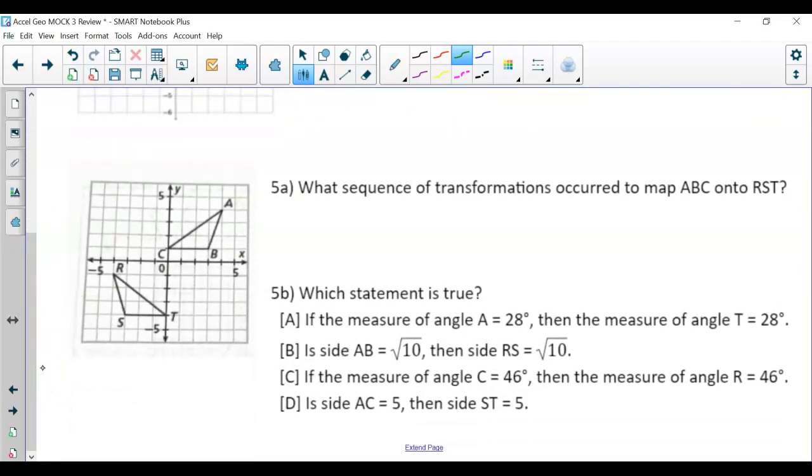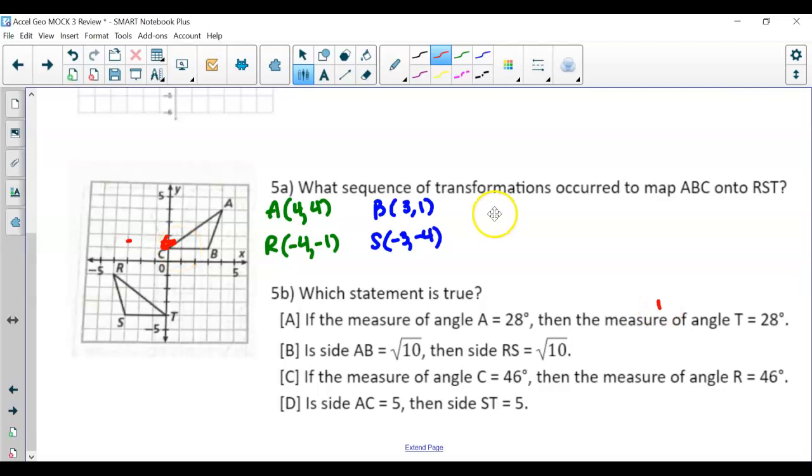So now here, what is the sequence? Well, I could tell, so let's focus on the points first. So A is at 4, 4, and it maps to R. So R, which is now at negative 4, negative 1. And then to check, B right now is at 3, 1, and B maps to S. So S is at negative 3, negative 4. So now I notice visually we've got a reflection here, right? Reflection over the y-axis. So let's check that, right?